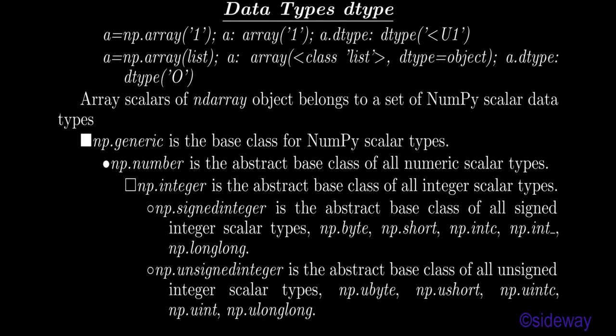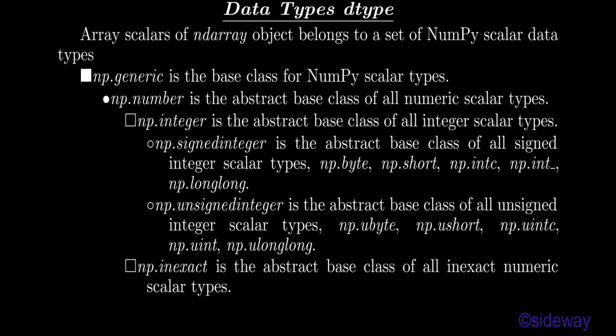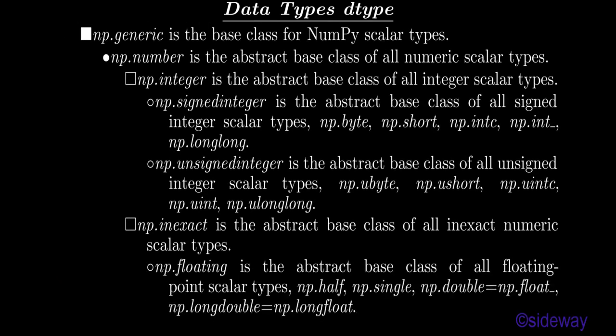np.unsignedinteger is the abstract base class of all unsigned integer scalar types. np.ubyte, np.ushort, np.uintc, np.uint, np.ulong. np.inexact is the abstract base class of all inexact numeric scalar types. np.floating is the abstract base class of all floating point scalar types. np.half, np.single, np.double equals np.float_, np.longdouble equals np.longfloat.